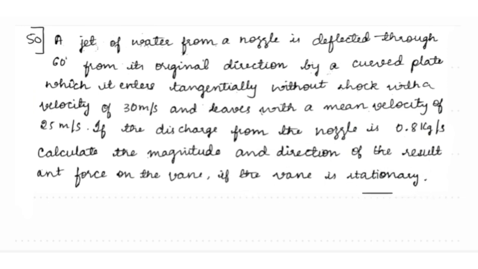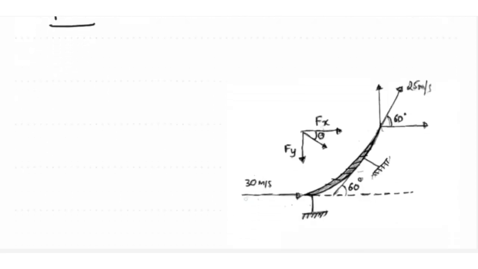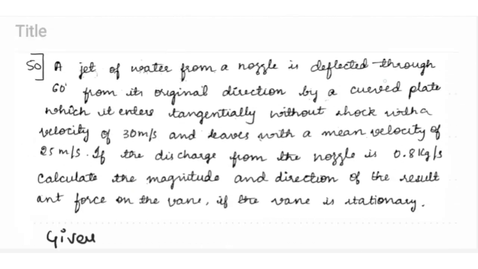So this is the question. Here the vane is stationary. So let us write down given data first. So here initially it is given like water is entering tangentially, so we can draw the figure like this. So here a jet of water is entering this curved vane with a velocity 30 meter per second tangentially. Then here it is given the jet gets deflected through 60°.